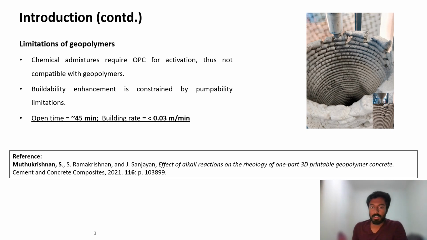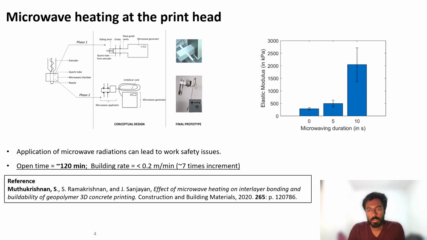We found out that you can have a building rate of 0.03 meters per minute using nanoclay, but you will only have an open time of 45 minutes. A mix with 45 minutes open time is a huge setback for large-scale implementation. Because if you have a print site far away from the batching plant, after mixing, you have to transport the concrete and print it within 45 minutes, which is very challenging.